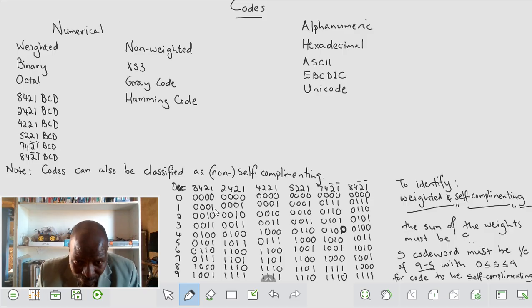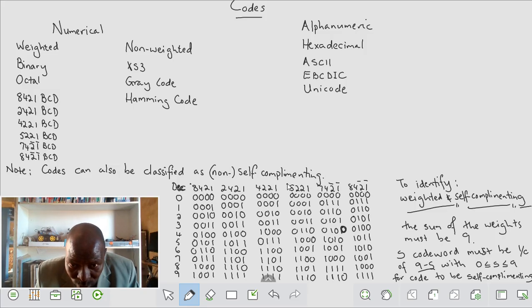Let's look at this. Is this self-complementing? Looking at the weights, 8 plus 4 is already above 9. No. Just pick an example: 0 and 9 are not self-complementing. If these are all zeros, the complement would have been all ones. You can see, any one example goes wrong, then obviously it doesn't work. Let's look at this one here. So the 8421 is not self-complementing.